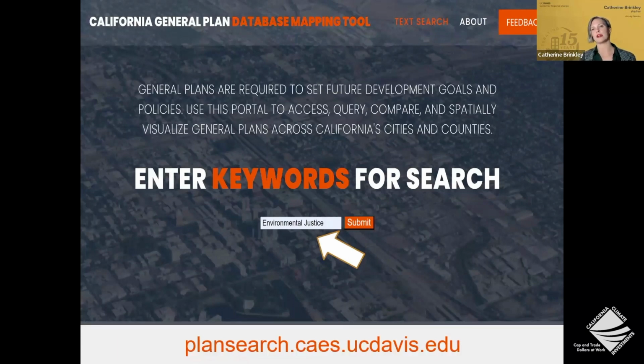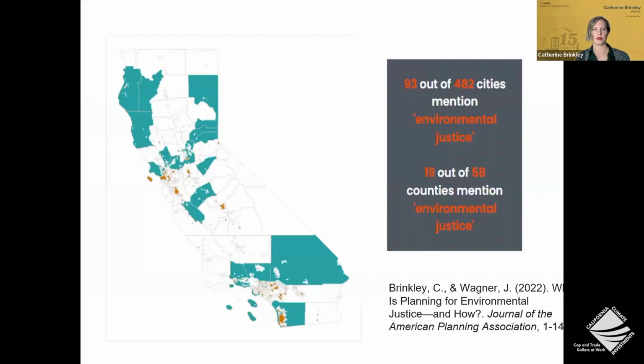So you can type in a single word, such as climate or decarbonization, or you can type in a string of words like environmental justice in the example here. You will pull up a map of cities in orange and counties in blue where this term is addressed. And you can quickly see how many cities and how many counties in California are thinking about this term.